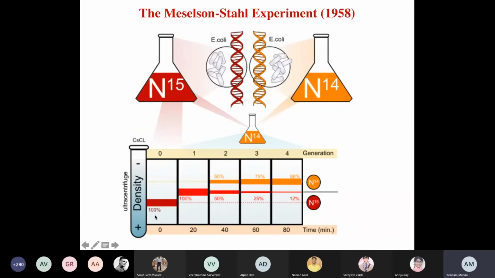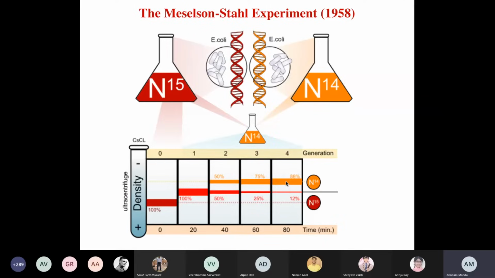So at the 0 generation, 100% of the bacteria contained heavy DNA, that means N15 DNA. At the end of the first generation, you have received bacteria which have DNA of hybrid nature, that means one strand was heavy and one strand was light. At the end of the second generation, you have received DNA where 50% is hybrid and 50% is light. At the end of the third generation, there will be 25% and 75%. For the fourth generation, you should be having 12% and 88%.